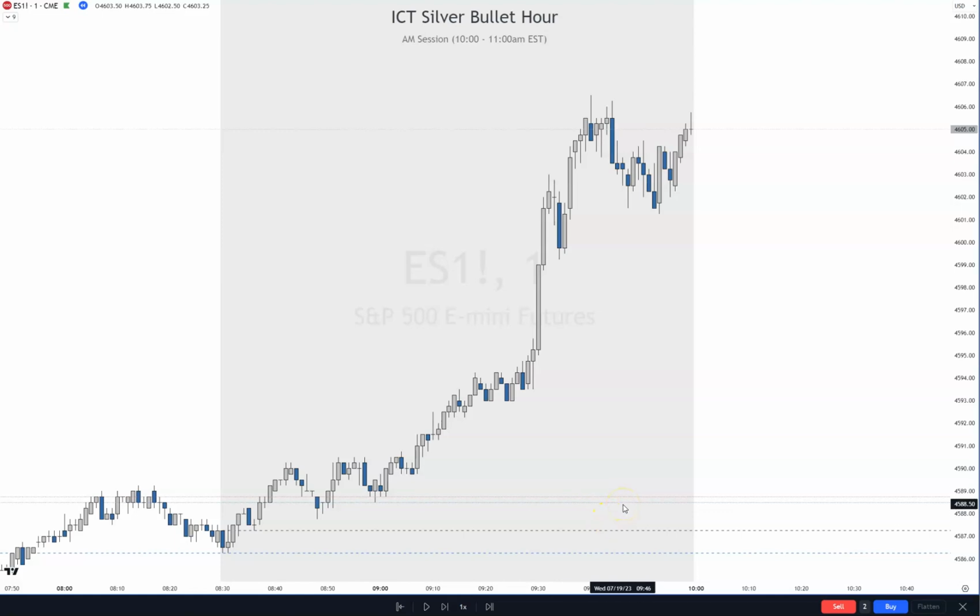Today I want to go over the AM Silver Bullet for July 19th. We're going to go candle by candle, so I will be buying or selling down here and managing the trade how I would. And let's get started.